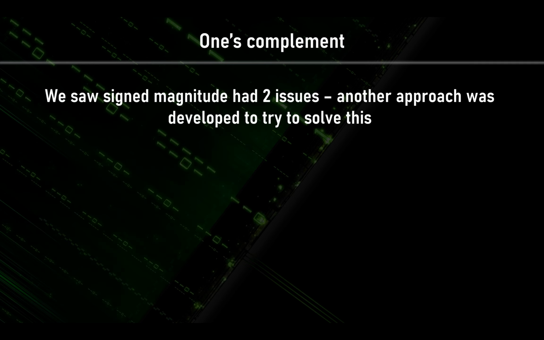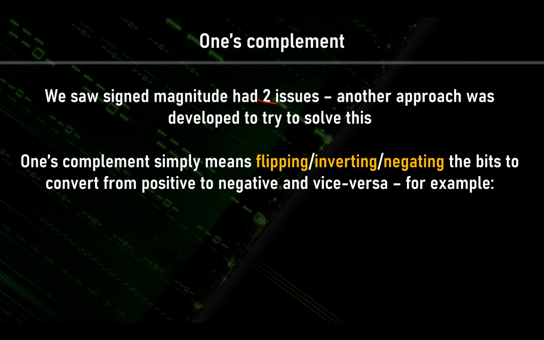Now, if we look at 1's complement, we saw sign magnitude has 2 issues. One is that it has 2 representations of 0, and the other is that the arithmetic doesn't work. So another approach, 1's complement, was developed to try and solve this. What this means is just flipping, inverting, or negating the bits to convert from positive to negative, and also vice versa, negative to positive.